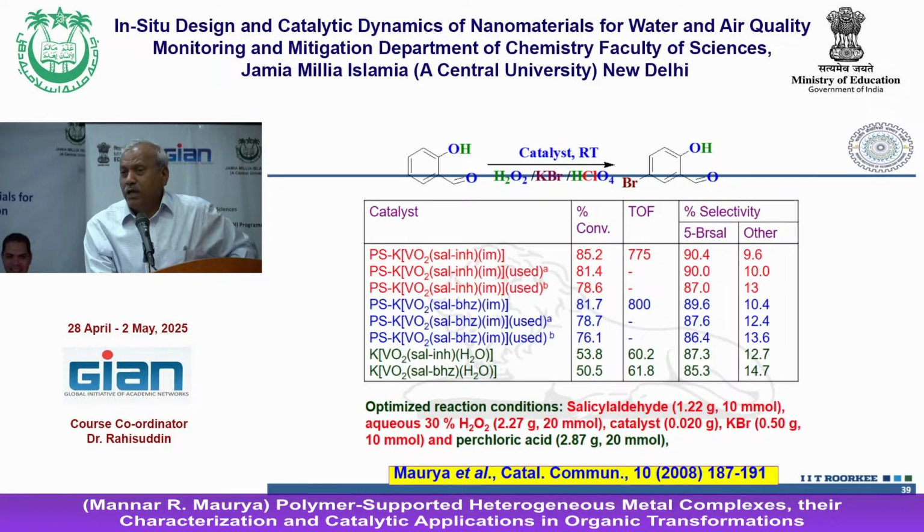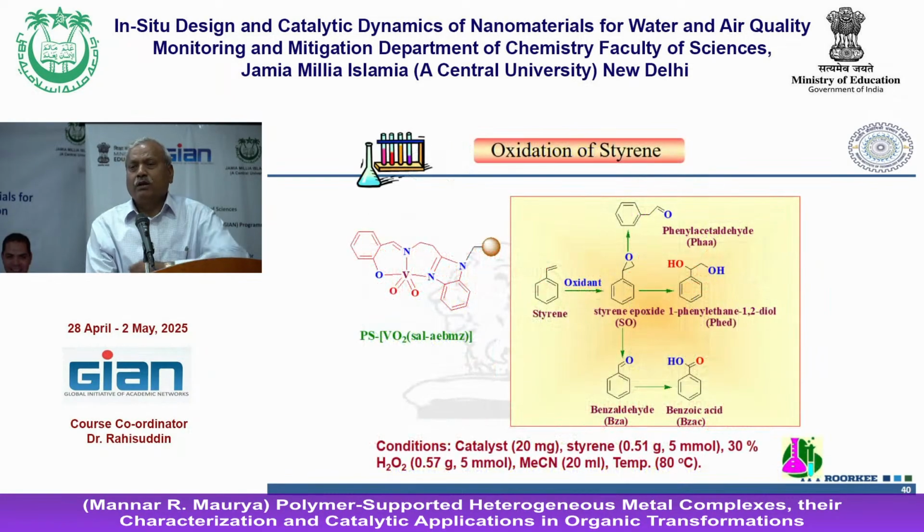Okay, and then this is the usual alkene oxidation reaction. You will see that the terminal alkene gives 5 different products. What we expect is that styrene epoxide is the most likely product, but styrene epoxide forms at the very beginning, and then goes to different products through further oxidation. Okay, and this is the catalyst used for that one.